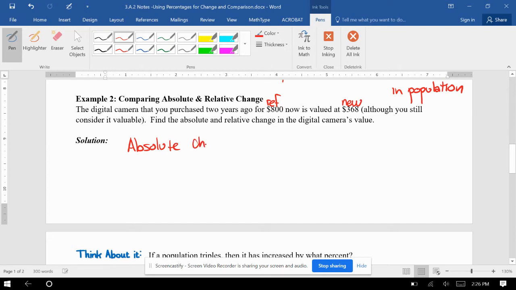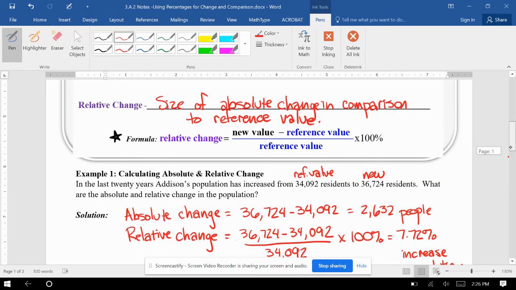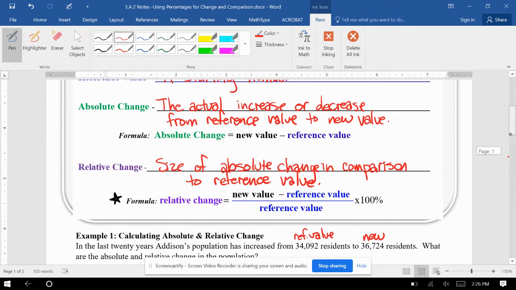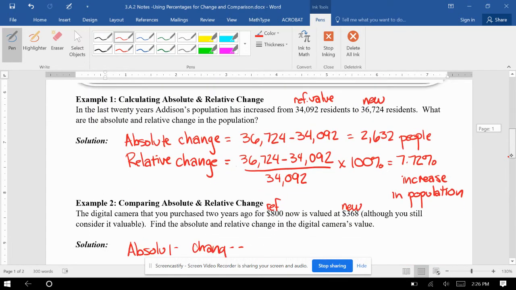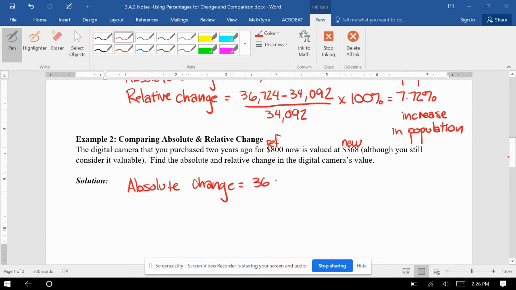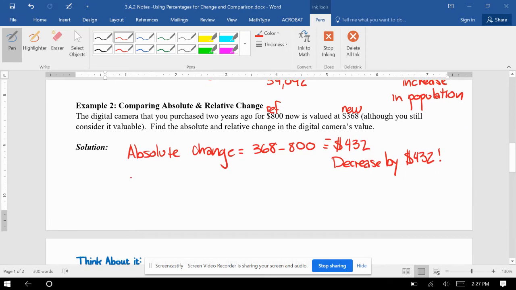So the absolute change is going to be, as you can see in your formula up here, let's go back and revisit. Okay, it's going to be the new value minus the reference value. So I've got my new value, 368 minus 800, and that means I have a negative quantity. It went down by, so it decreased by $432. Which is what tends to happen. You guys know that more than I do, that technology, since it changes so much, that's going to happen. That's not unusual.